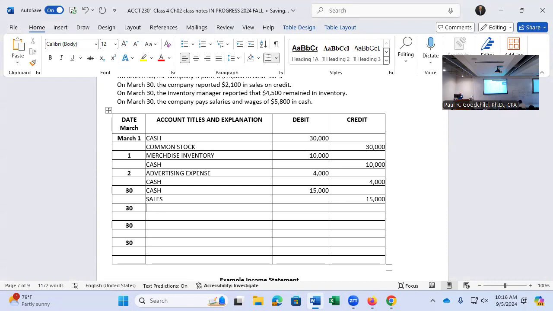The company reported $2,100 in sales on credit. So we are going to debit accounts receivable, because we delivered the merchandise, so we are entitled to receive payment for it. So we can record the sale, and that's 2,100.